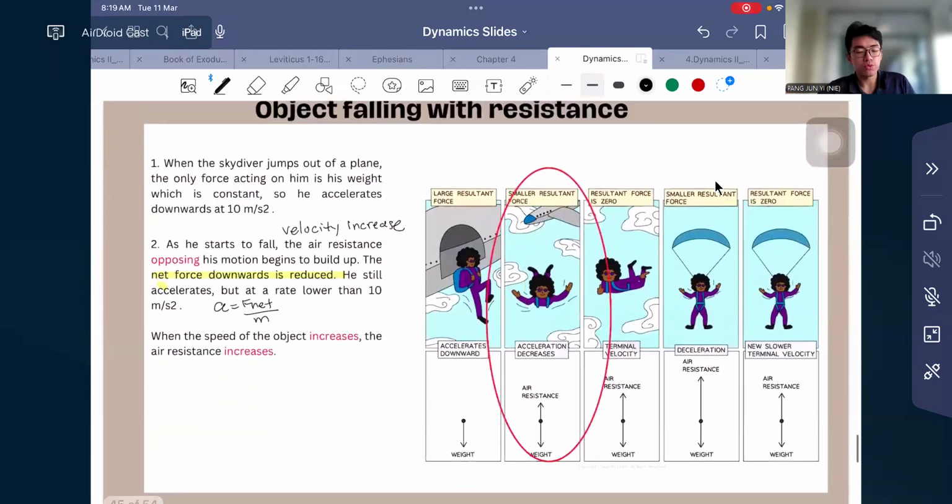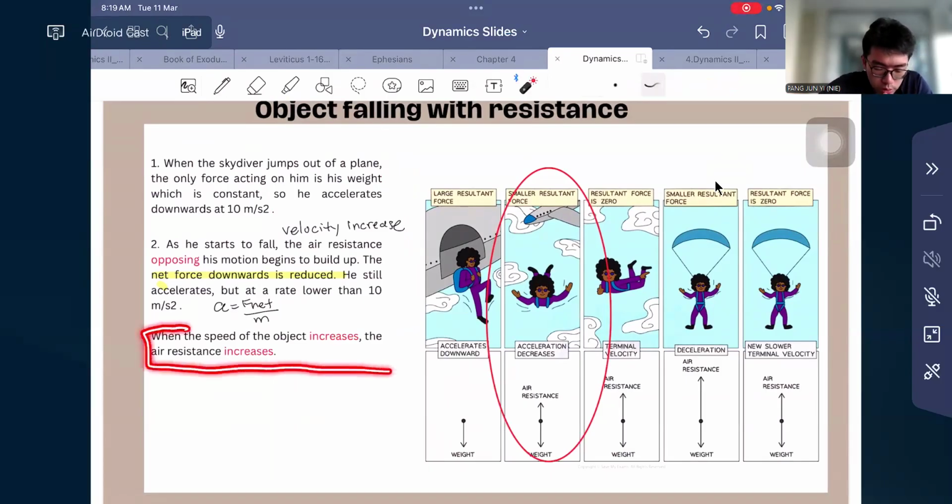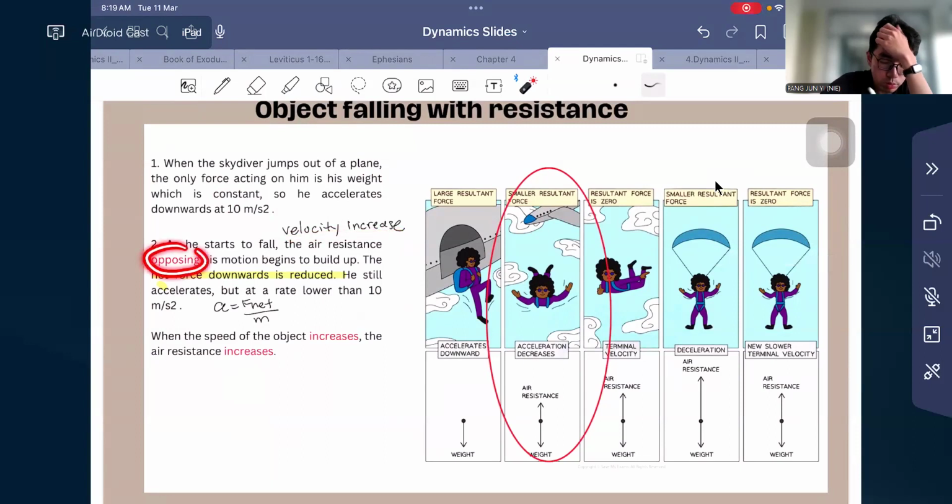As he starts to fall, the velocity of the skydiver increases. The thing is that when the speed of the object increases, the air resistance increases as well. How can you visualize this? When we run 2.4, the faster we run, the harder the wind hits on us. So as velocity increases, the air resistance opposing his motion also begins to build up.